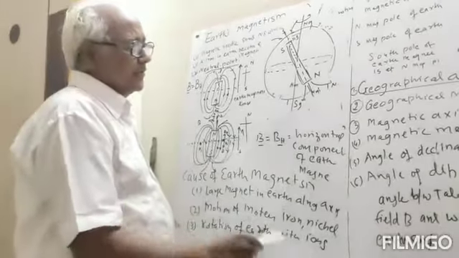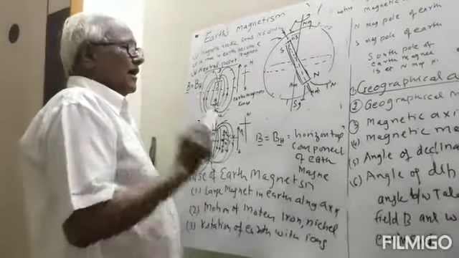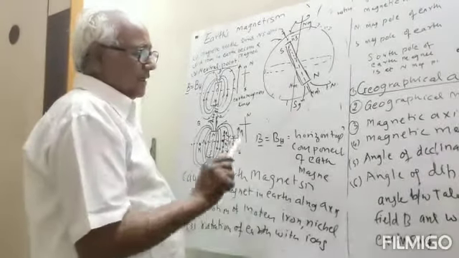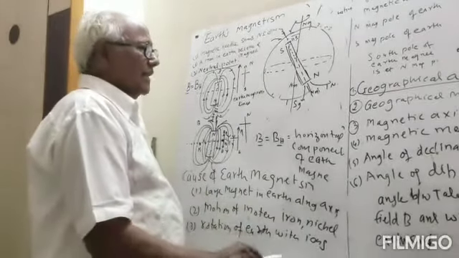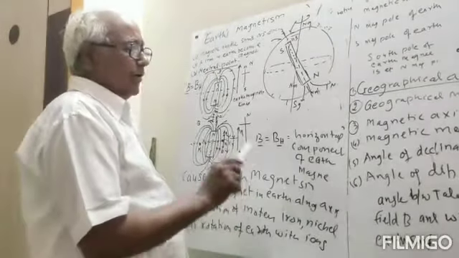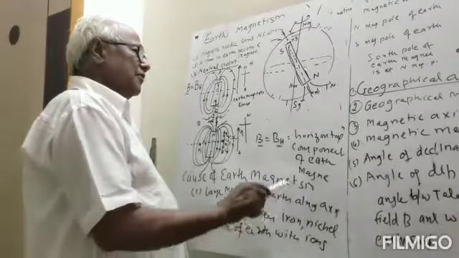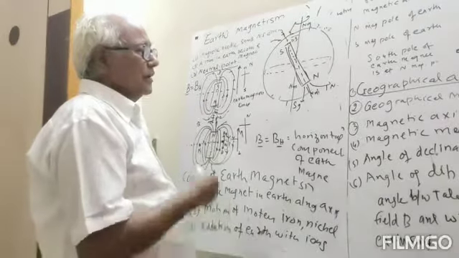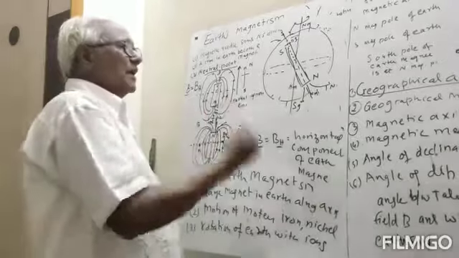So this is one of the theories: that the earth has nickel and iron in the molten state, and due to the rotation at high temperature, there is a presence of ions of the metals and electrons, and due to this rotation, the charges rotate and constitute a current, and we will get a magnetic field.